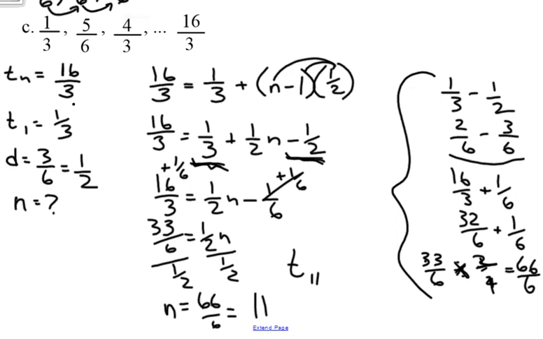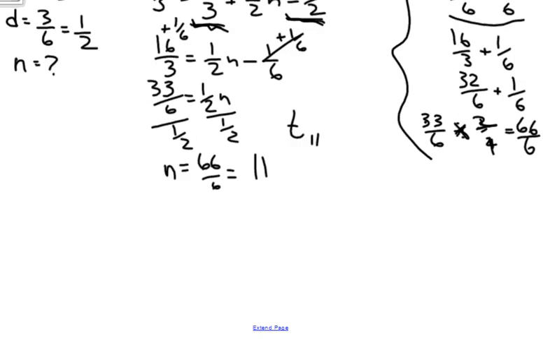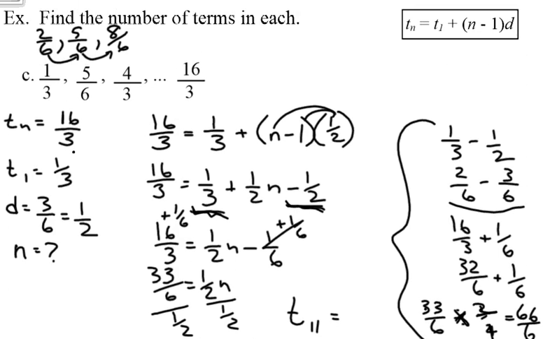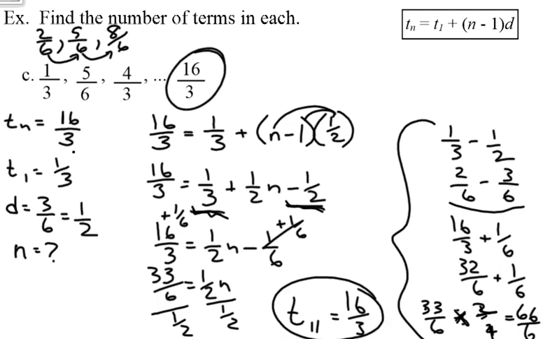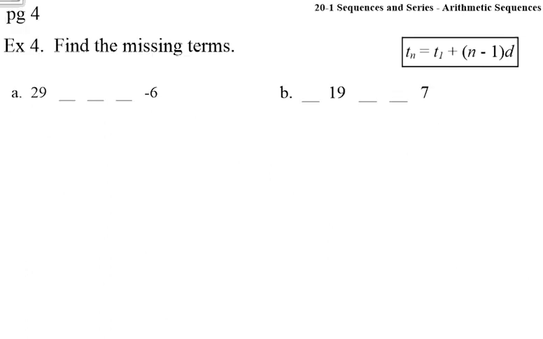So what do we know? We know 11 terms. Term 11, which was our term 11? Our term 11 was the 16/3. So we know there's 11 terms in this one. We keep plugging away at different scenarios of asking similar kinds of questions.